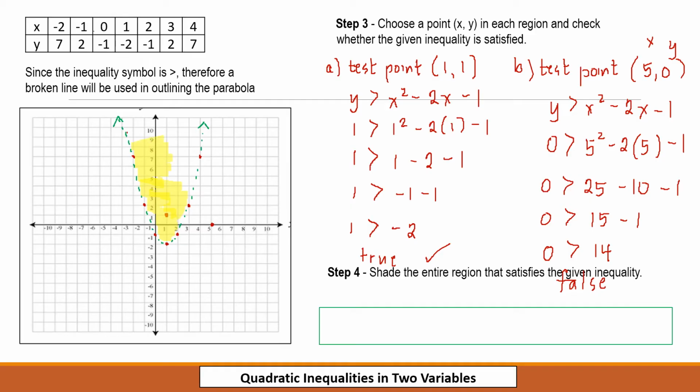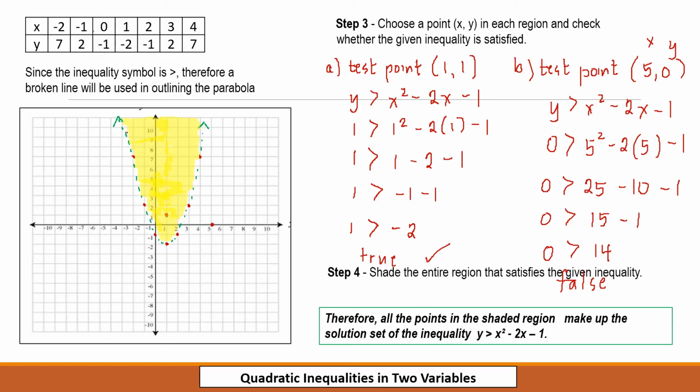It means that the points here satisfy the given inequality. So with that, we can say that all the points in the shaded region make up the solution set of the inequality y is greater than x squared minus x minus 1.